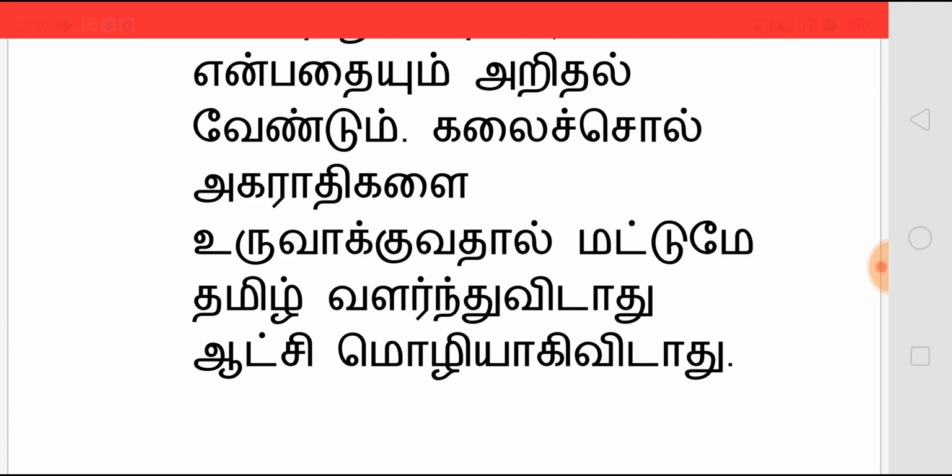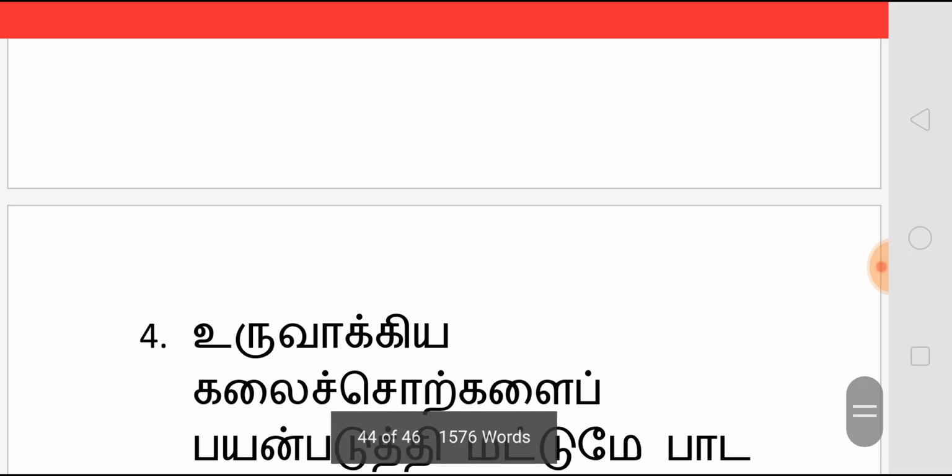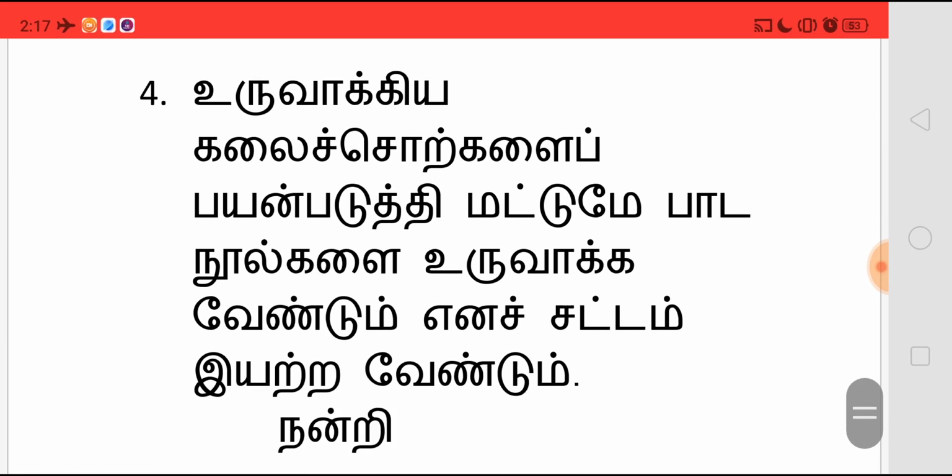And just creating this dictionary alone will not make Tamil Mozhi a ruling language. We should see that we are using it, and we should also write our textbooks using only these Kalai Sorkal which have been created. A rule, a law, should be enforced, forcing people to use these Kalai Sorkal. That only will help the Tamil language to develop, and it will prevent other languages from being mixed with Tamil.